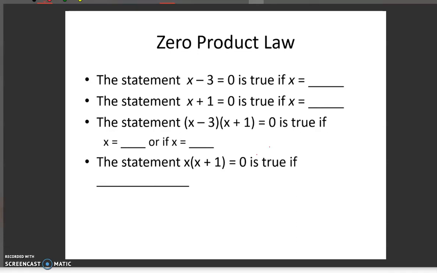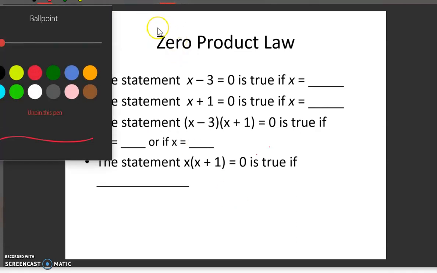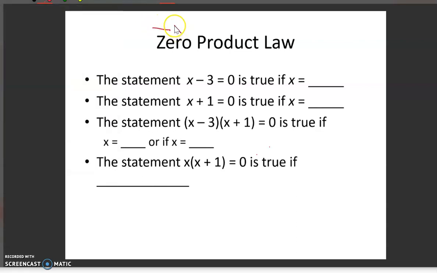It's a fancy name for something that we already know, that if we have two or more factors multiplying and their product is equal to 0, that means that one or more of those factors have to be 0. So if I say that I have these two factors multiplying and the result is 0, now this means that either this has to be a 0 or this has to be a 0 or both.